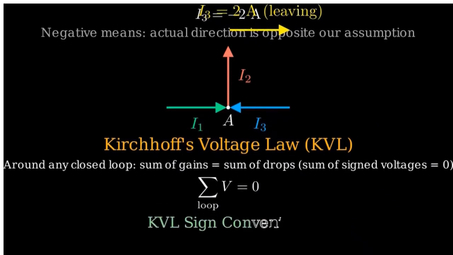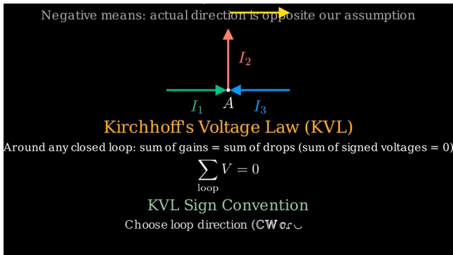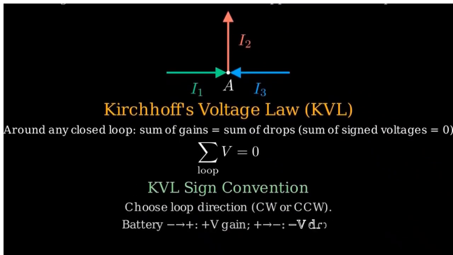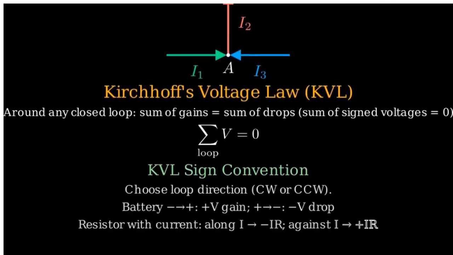Sign convention for KVL: pick a loop direction, clockwise or counterclockwise. When you cross a source from negative to positive terminal, record a voltage gain, positive V. From positive to negative, record a drop, negative V, across a resistor. If your loop direction matches the assumed current direction, it's a drop, minus IR. If opposite, it's a gain, plus IR.